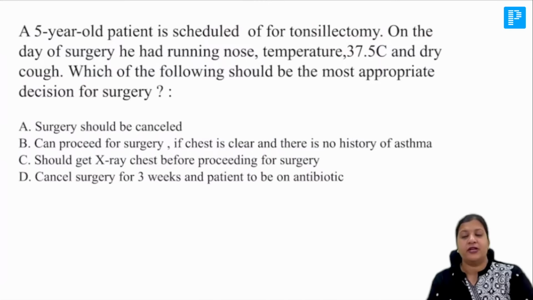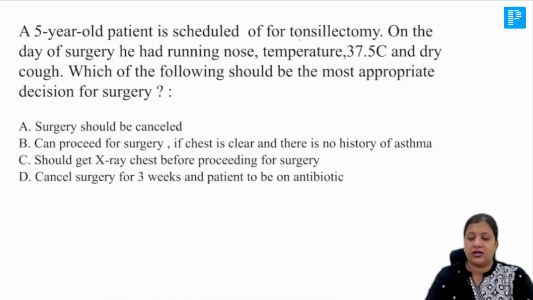A 5-year-old patient is scheduled for tonsillectomy. On the day of surgery, he had running nose, temperature, and dry cough. Which of the following is the most appropriate next step in the decision for surgery? Again, this is a PYQ. You proceed with the surgery should be cancelled. You proceed for surgery if the chest is clear and there is no history of asthma. Should you get an X-ray before proceeding for surgery? Cancel for 3 weeks and ask the patient to come and be on antibiotic. What should you do?